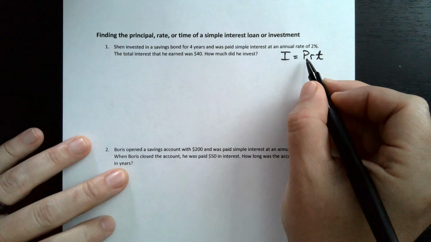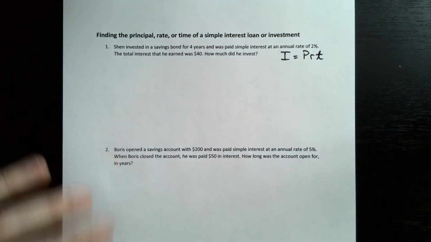I represents interest. P is the principal, which is the amount that you start with. R is the rate, and T is the time. All right, let's look at the first one.